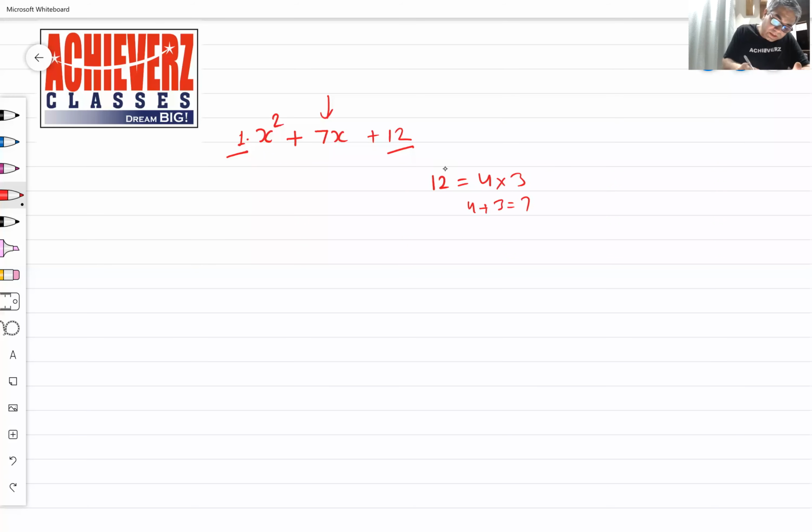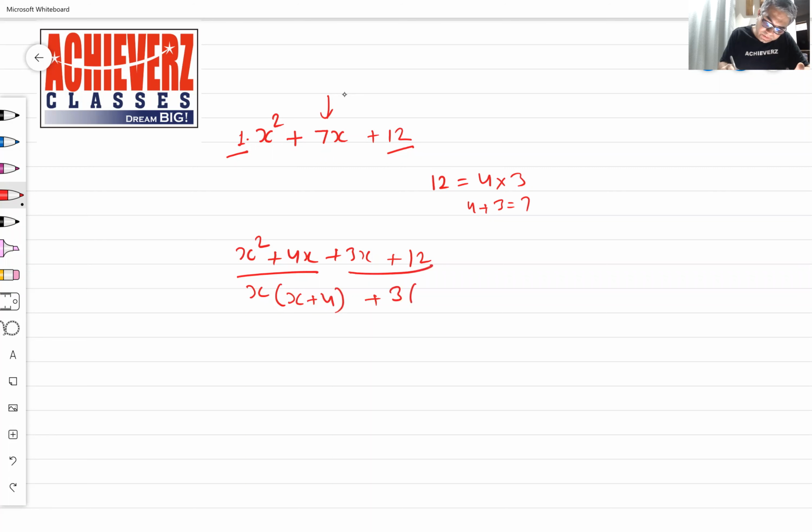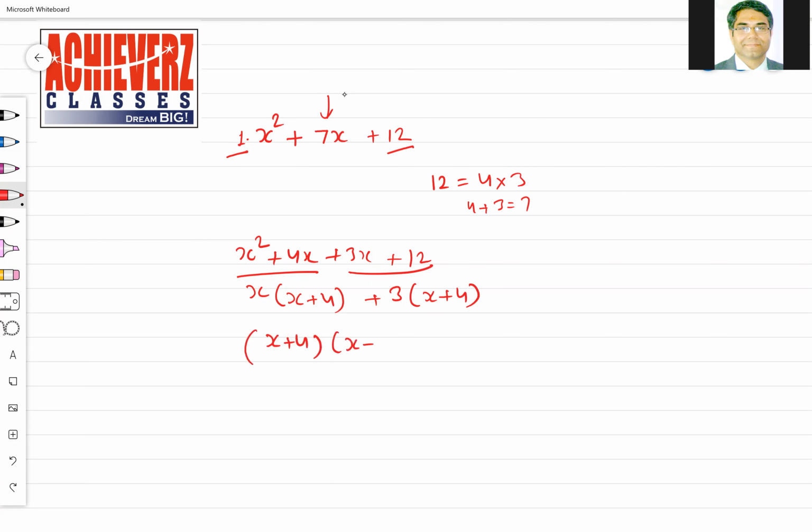So this will be x square plus 4x plus 3x plus 12. There is nothing to be equal with. Now from these two terms, I can take x common, so this is x plus 4. From these two terms, I can take 3 common, so this gives plus 3.